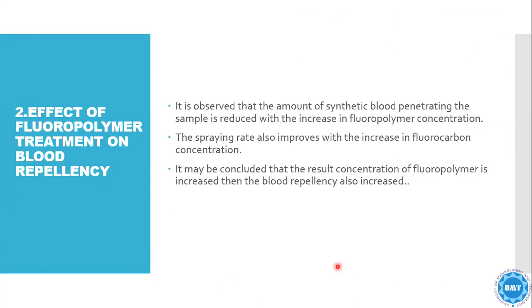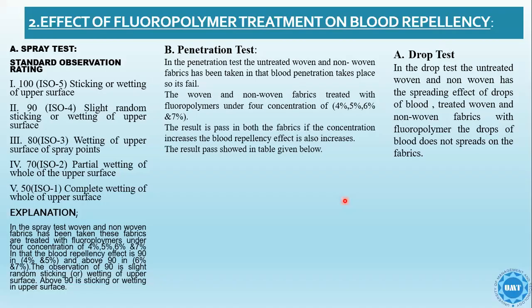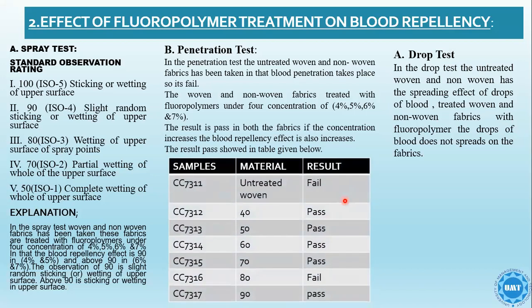What is the effect of the fluoropolymer treatment on the blood repellency? It is observed that the amount of the synthetic blood penetrating the sample is reduced with increase in the polymer's concentration. The spraying rating also improved with the increase in the fluorocarbon concentration. We may conclude that as the concentration of the fluoropolymer is increased, the blood repellency is also increased. These are the 3 tests: spray test, penetration test, and drop test. These are the samples and materials, and the results are as follows for the penetration test.